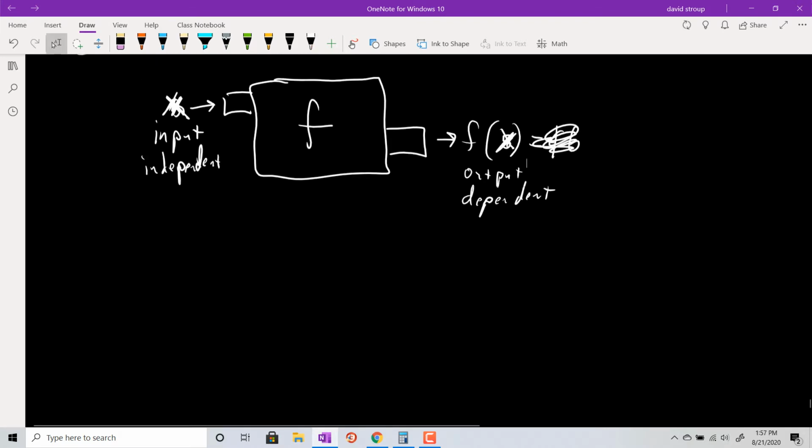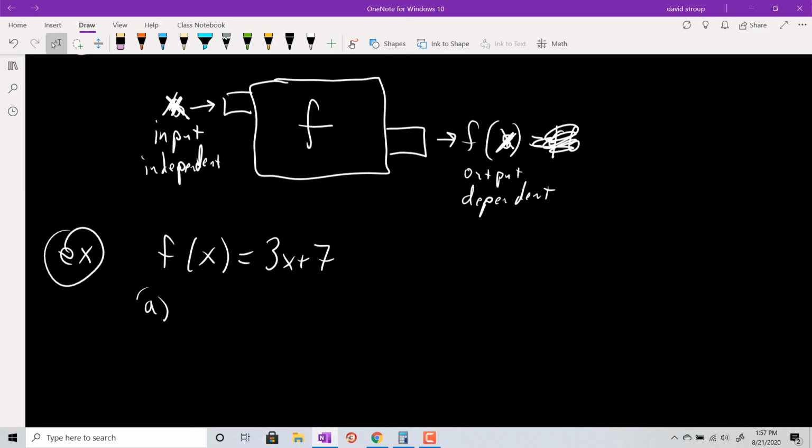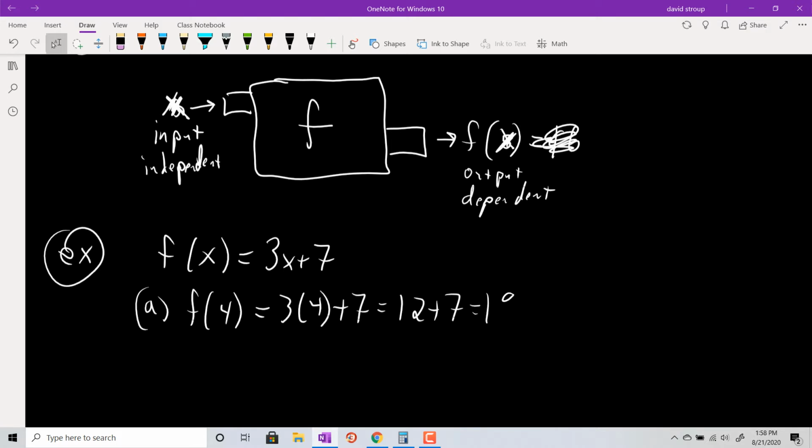Let's work with doing some evaluations. For example, we have a linear function, f of x equals 3x plus 7, and I want to evaluate f of 4. How do I do that? You're plugging 4 into this machine, and it's changing its shape. 3 times 4 is 12, plus 7 is 19. Wherever I see x, I put parentheses 4.